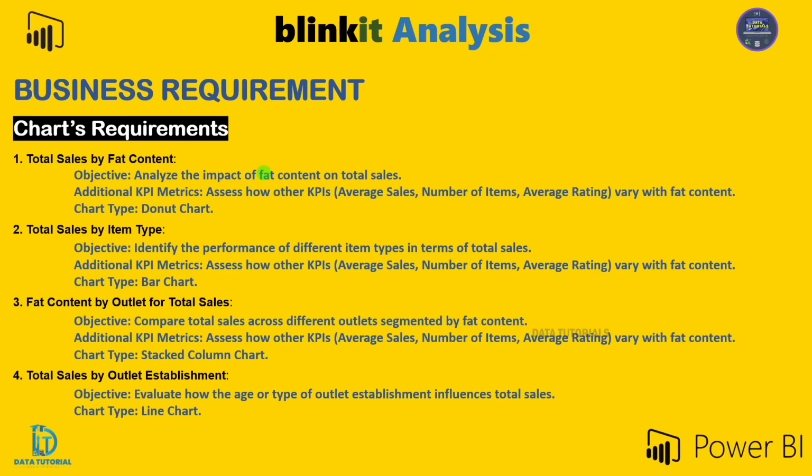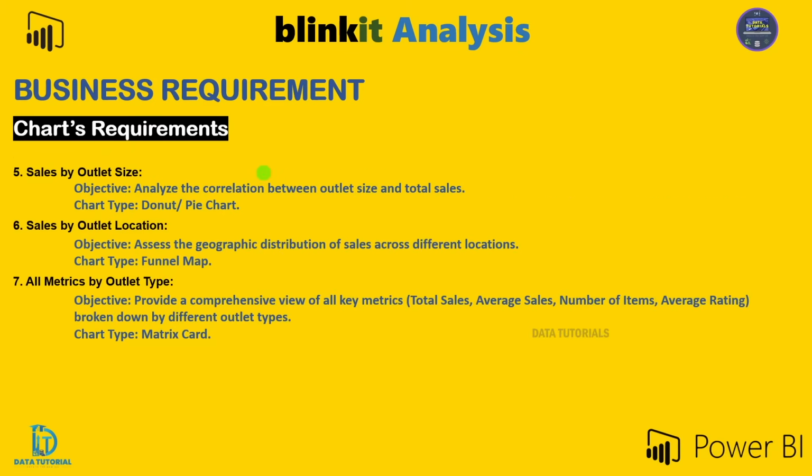So based on those outlets also we will be seeing what the total sales done are, right? And the chart type which they have asked us to create is a line chart, right? Then we will also be finding out the sales by outlet size. Depending upon the size of the outlet, we will be finding out the sales, then the location of the outlet, right? So based on where that outlet is located, we'll also be finding the different sales figures, right? And we'll also find all metrics based on outlet type.